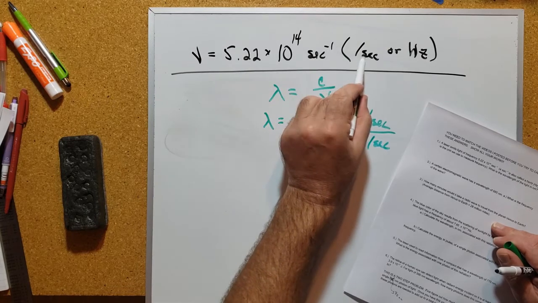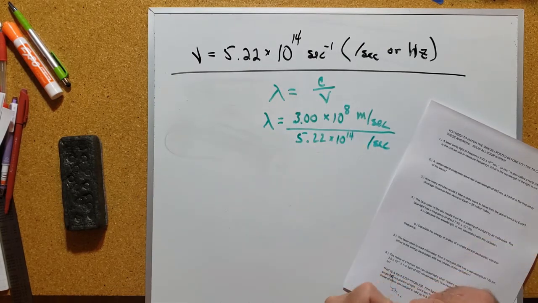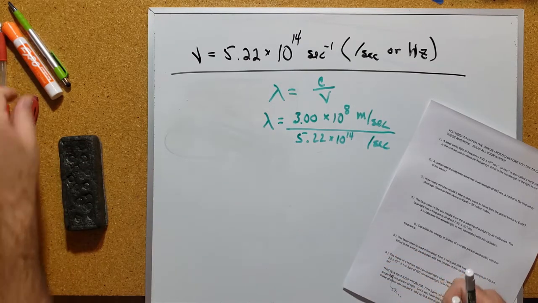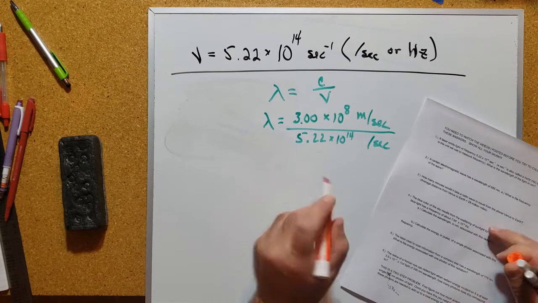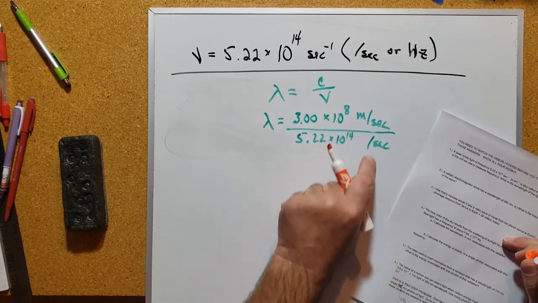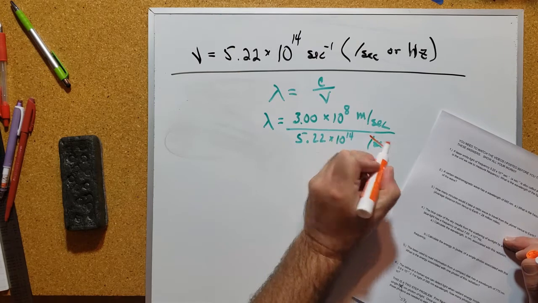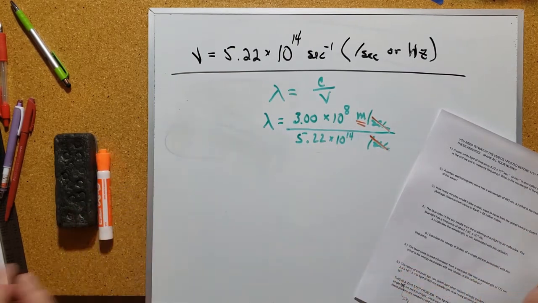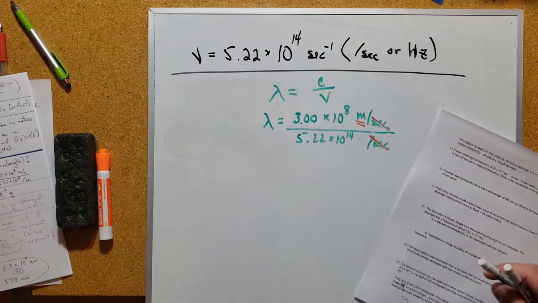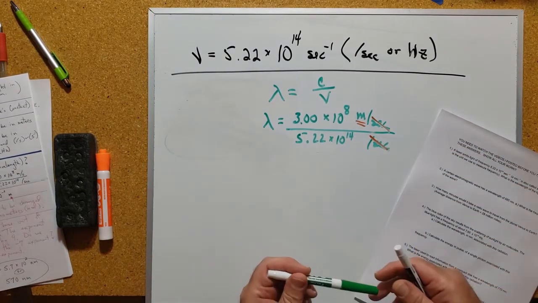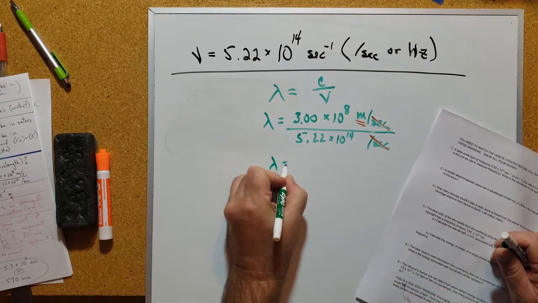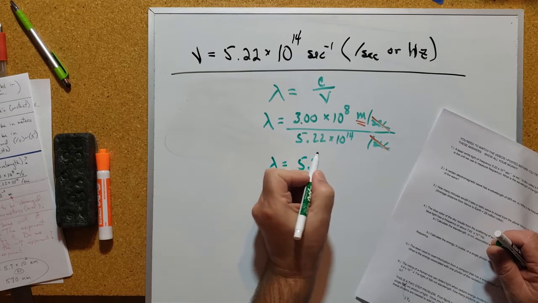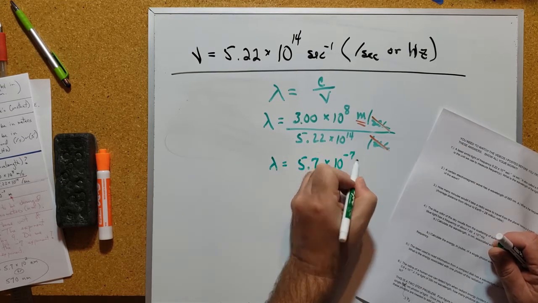All right, seconds to the minus 1 is the same as a per second, which is something to keep your eyeballs on here, because you want to make sure your units are working out properly. If I have a meter per second on top and a per second on bottom, the per seconds cancel, and I'm left solely with units of meters. Right? Now when I plug these two numbers into my calculator, I get a lambda, or wavelength, of 5.7 times 10 to the minus 7 meters.